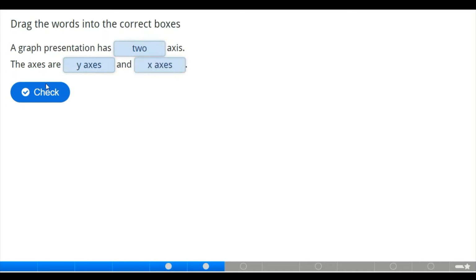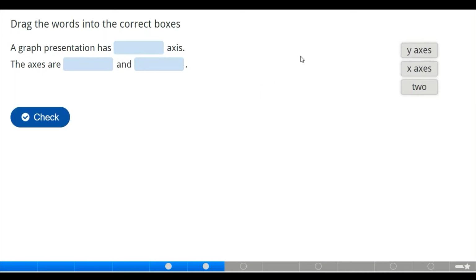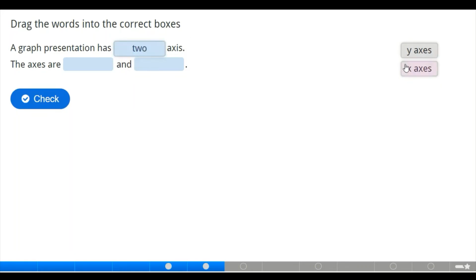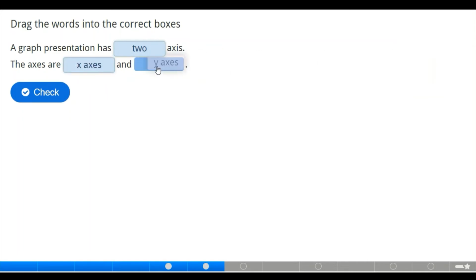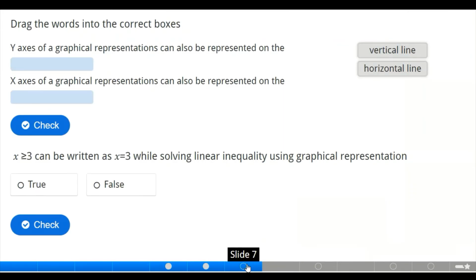Okay, the arrangement is the other way around. So we have our two axes here, okay? So we have our x-axis and we have our y-axis. So, okay, now let's check. So the arrangement is cool. Now let's look at the next activities that we have here.